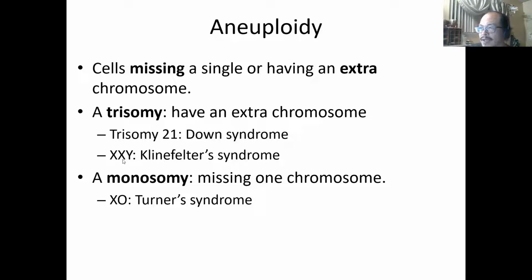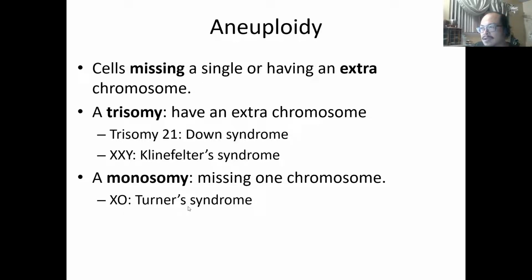Now the disease XXY. The person has XY, so this is a male, with the Y making it a male, but it has not just one X, it has two X. So this person will also have 47 chromosomes. Because of that extra X, this male will have reduced testosterone. In this condition, we call it Klinefelter syndrome.